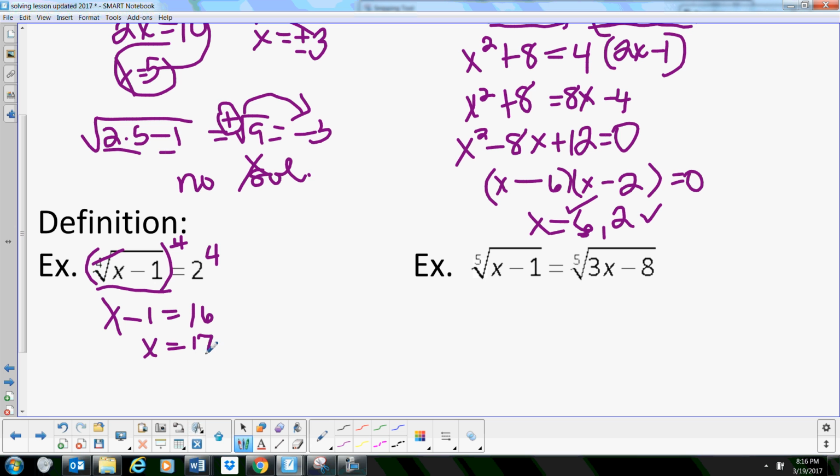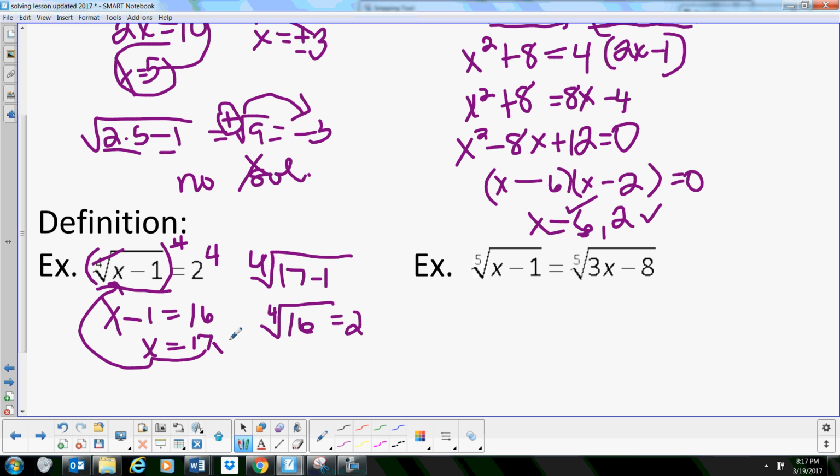So let's check it by plugging it back in. And the fourth root of 17 minus 1 is the fourth root of 16. And the fourth root of 16 is indeed 2. So that 17 checks out as a good answer.